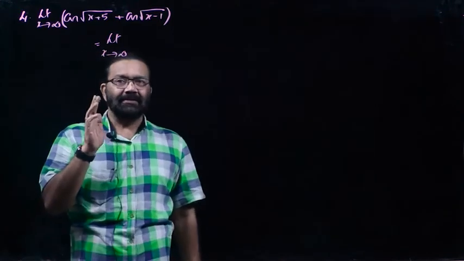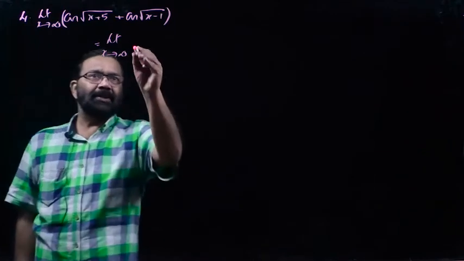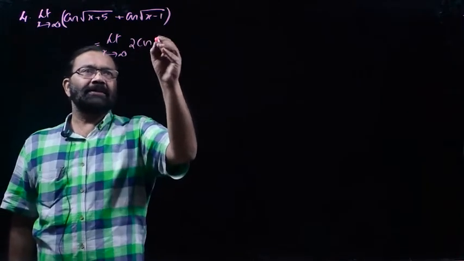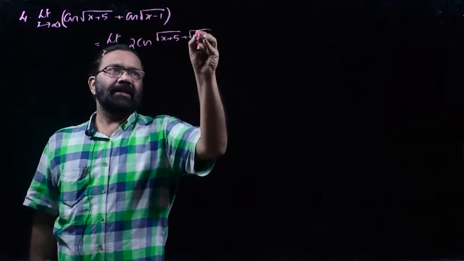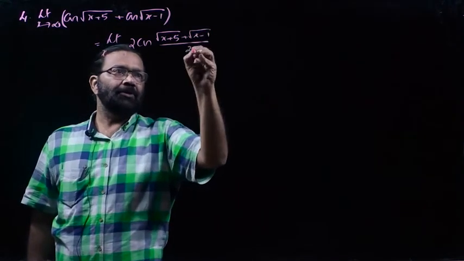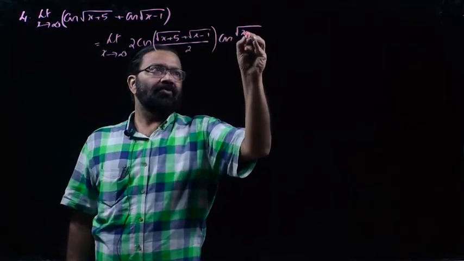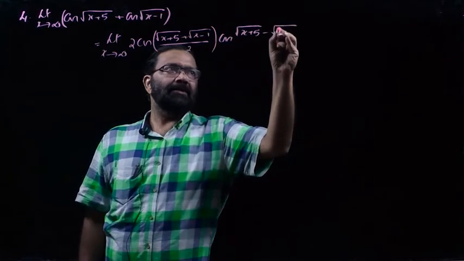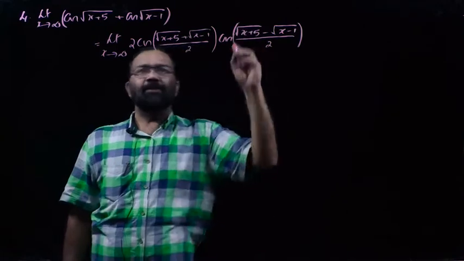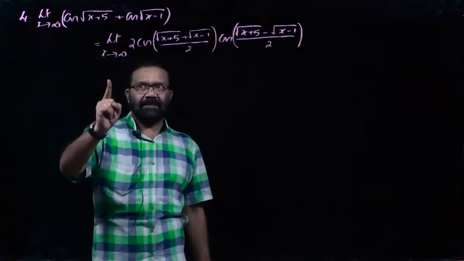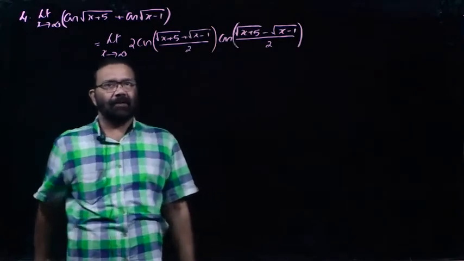2 cos c plus d by 2 cos c minus d by 2. So, it will be 2 cos root of x plus 5 plus root of x plus 1 by 2 into cos root of x plus 5 minus root of x plus 1 by 2. So, we just make use of cos c plus cos d is 2 cos c plus d by 2 cos c minus d by 2.